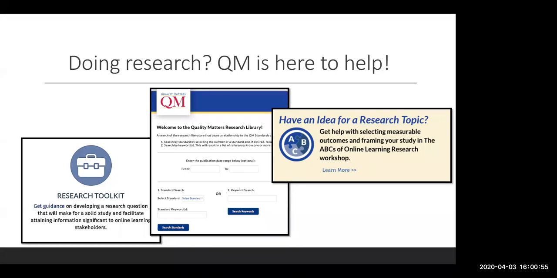We also have a searchable Quality Matters research library. This contains all of the scholarly publications and the research that really support and inform the rubric. And it also includes academic and scholarly publications that deal with online teaching and learning. So you too can submit articles to be included in the research library. If you're conducting research or if you read a great article related to online learning, definitely take a moment to go there and submit it so that your colleagues can have access to that citation as well.